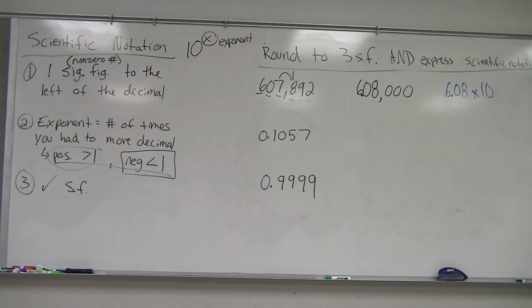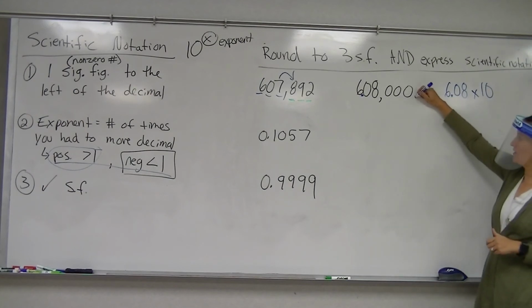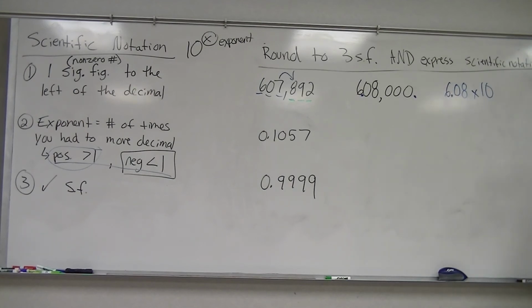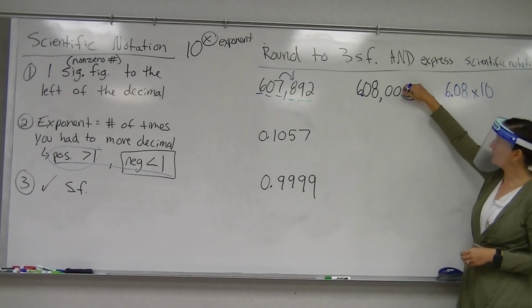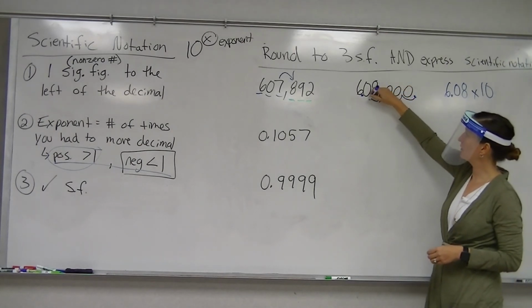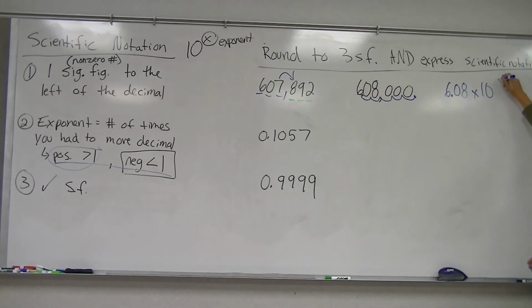What's my exponent going to be? Since there's no decimal point, we start at the end of the number. So what is that? 1, 2, 3, 4, 5. Is it going to stay positive? Yes, the number was much greater than 1, so it stays a positive exponent.